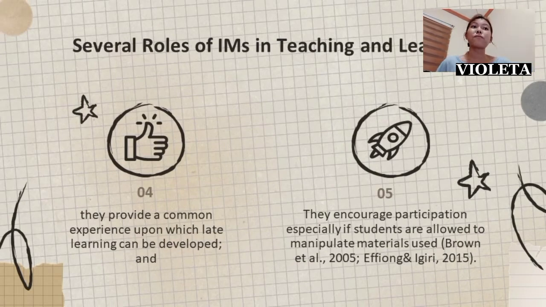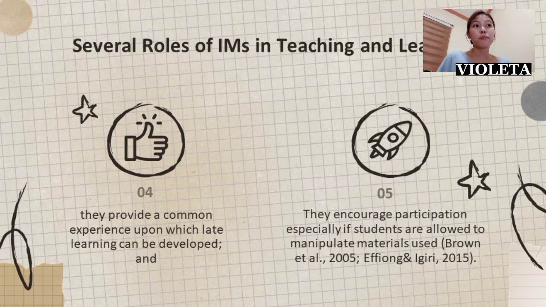Next, they provide a common experience upon which late learning can be developed. Like I have said, this can be posted around the classroom or displayed around the classroom for the students to watch or read again and again, which will help the late learners develop easily, since this helps them to have longer or better retention, and this is a more effective way of learning.